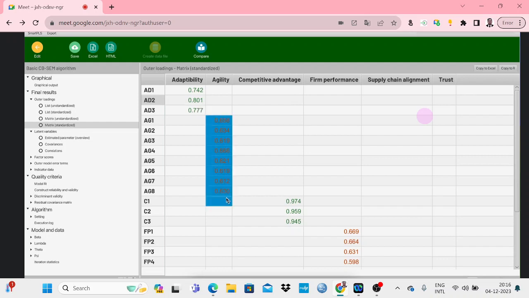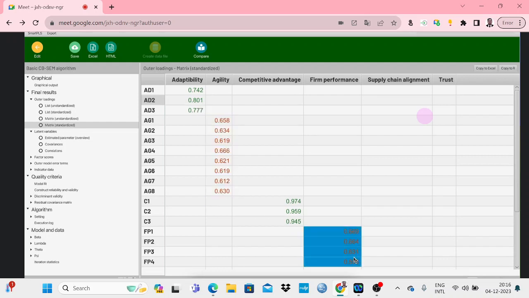However, it is showing 0.6 in red, because SmartPLS was initially made for PLS-SEM only, and in PLS-SEM we consider a higher threshold. We consider 0.7 as a good loading. That's why it is flagging 0.6 as not a good loading. But in CBSEM, the threshold is 0.5. All your factor loadings should be greater than 0.5.